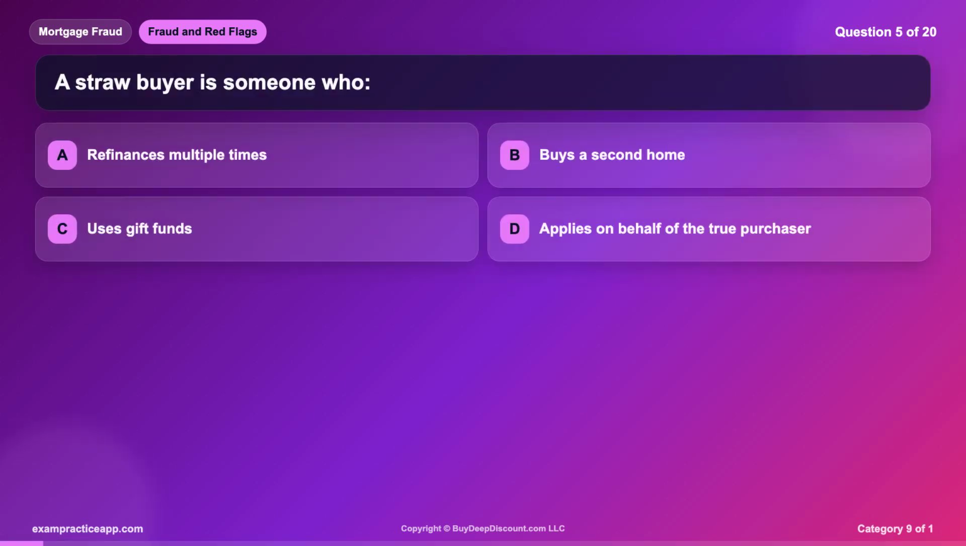Question 5. A straw buyer is someone who, option A, refinances multiple times, option B, buys a second home, option C, uses gift funds, option D, applies on behalf of the true purchaser. Take a moment to choose your answer. The correct answer is option D, applies on behalf of the true purchaser. Explanation. Straw buyers hide the true borrower.